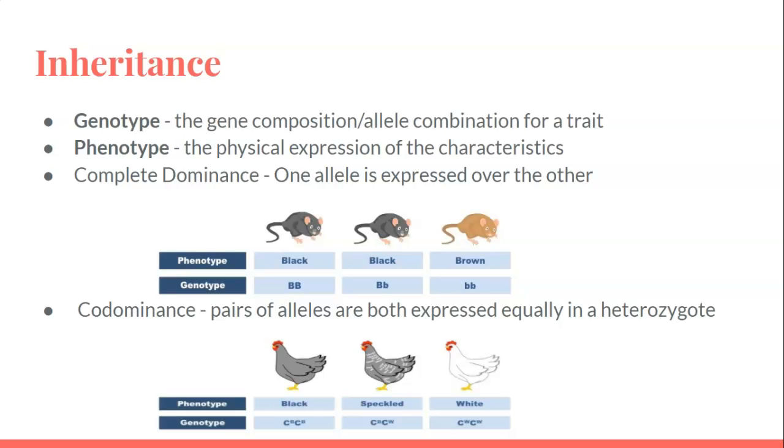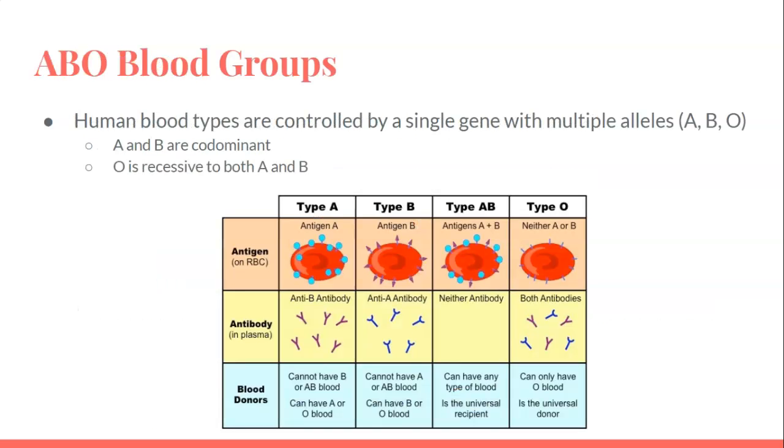Complete dominance is the idea that one allele is expressed over the other, whereas codominance is where both alleles are expressed equally in a heterozygote. In this chicken example, you have black and white as your two extremes, and then the heterozygous has both black and white feathers. Incomplete dominance is not shown here, but it is when you have a mixture of the two in between. If you had a red flower and a white flower, the heterozygote of that would be a pink flower, right? Incomplete dominance. It's a brand new phenotype, hasn't been seen before.